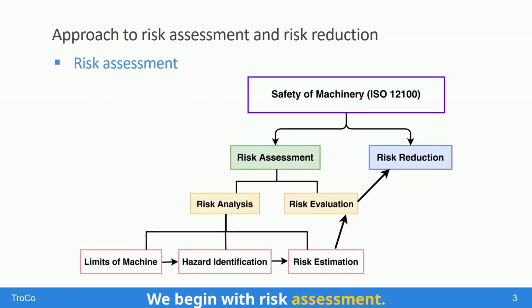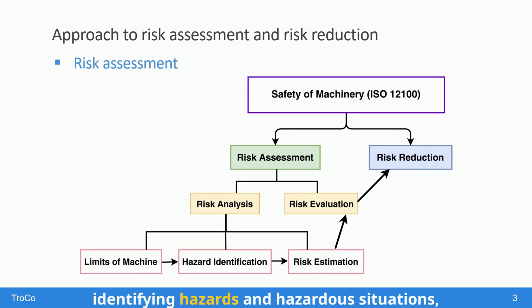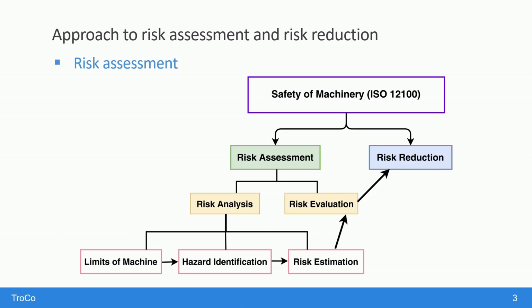We begin with risk assessment. Risk assessment follows a systematic process to analyze and evaluate machine risks. Risk analysis includes defining the limits of the machinery, identifying hazards and hazardous situations, and estimating the risk level for each hazard. Risk evaluation then determines the overall risk and whether additional safety measures are needed. This structured approach ensures a thorough and consistent assessment of machine risks. In the full course, we explain each step in more detail.